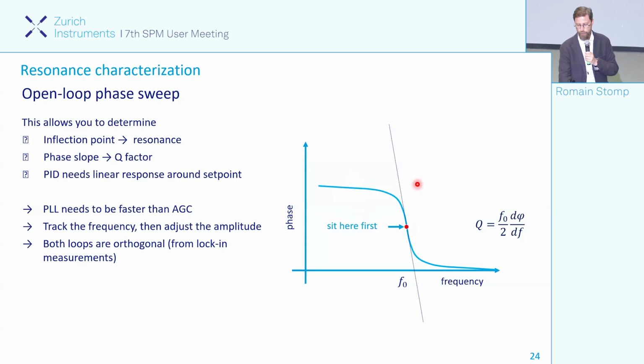You could actually even remove this curve, this phase. The PID doesn't care about it. The only thing that the PID cares about is basically the slope here. And now you understand why you need the PLL before you can close the amplitude, because you first need to track in this direction before you can track in this direction, up and down. And that's why a PLL closed loop bandwidth always has to be faster than an automatic gain controller.